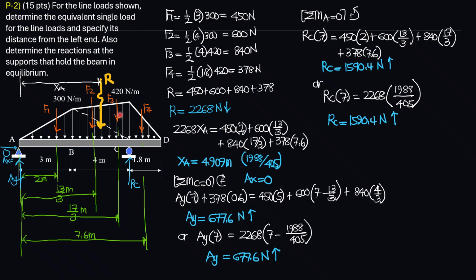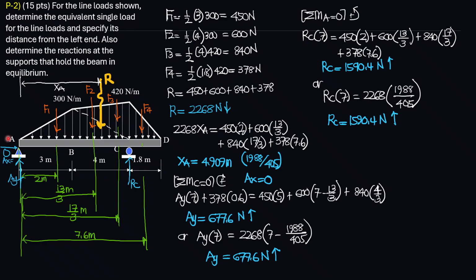Then the other way is using this resultant force, single force R here, which represents F1, F2, F3, and F4. We can use this for a simpler solution. So AY times 7 is equal to R, which is 2268. Its distance from C is 7 meters minus XA. And I use the exact value of XA, 1988 over 405. And you will get the same answer of 677.6 newtons upward.